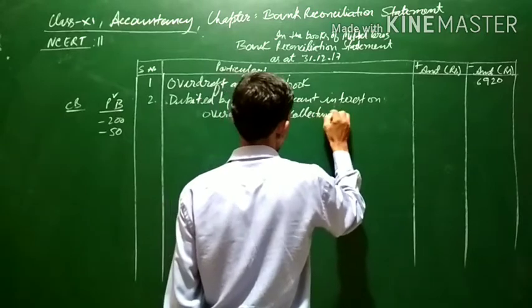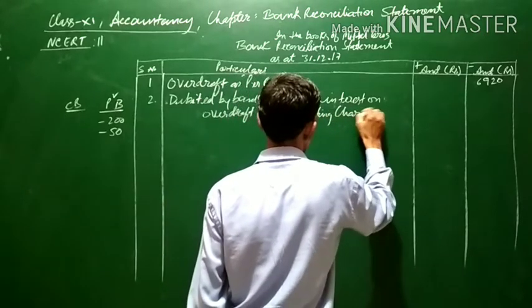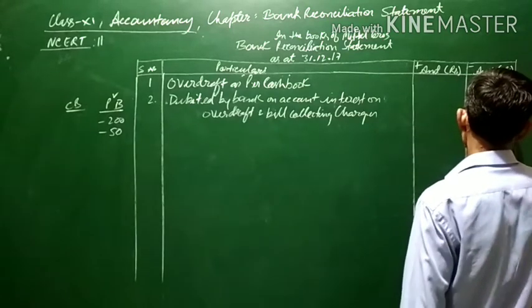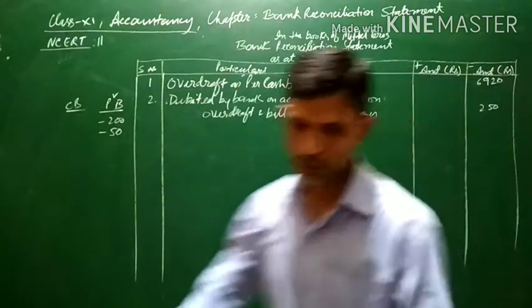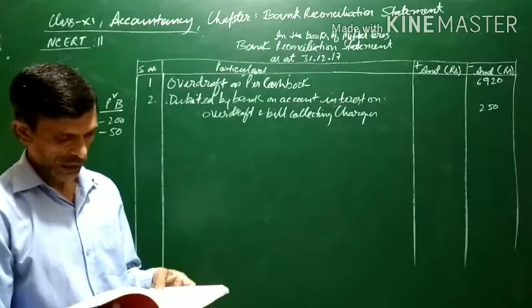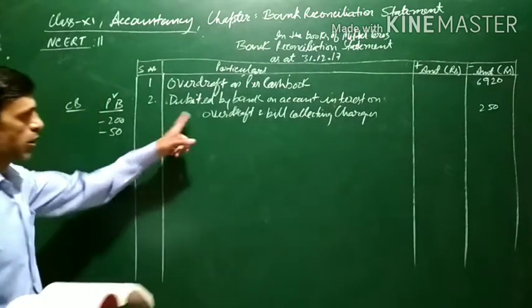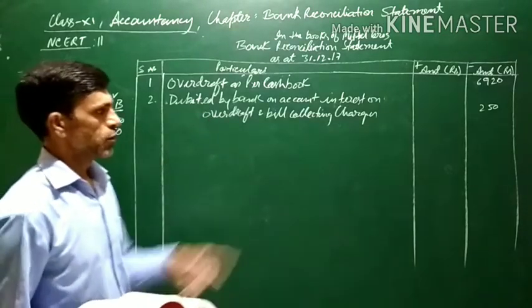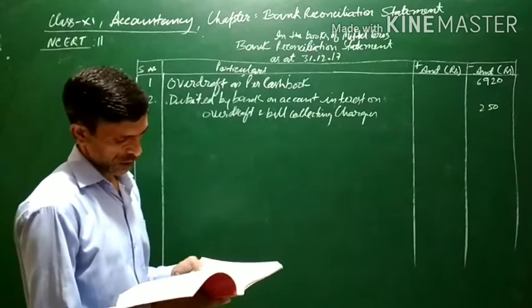Bill collecting charges, total amount 250, we will be writing. In the same statement we can write this: there is a debit on account of 200 on account of interest on overdraft and bill collecting charges 50. Total 250, there will be a deduction.